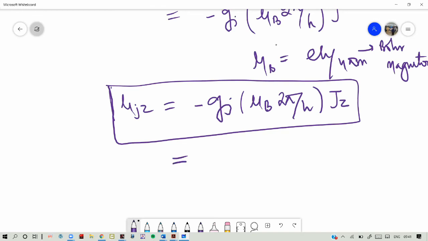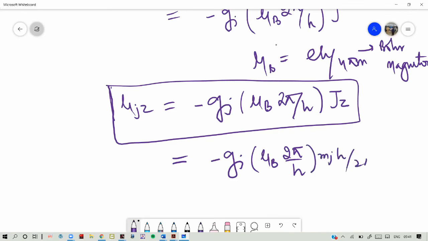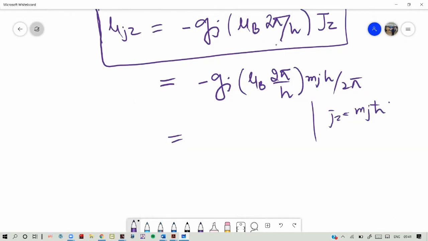I can write it as minus gJ mu B, which is 2 pi by h. So this Jz is equal to mJ h cut, which is equal to minus gJ mu B mJ.